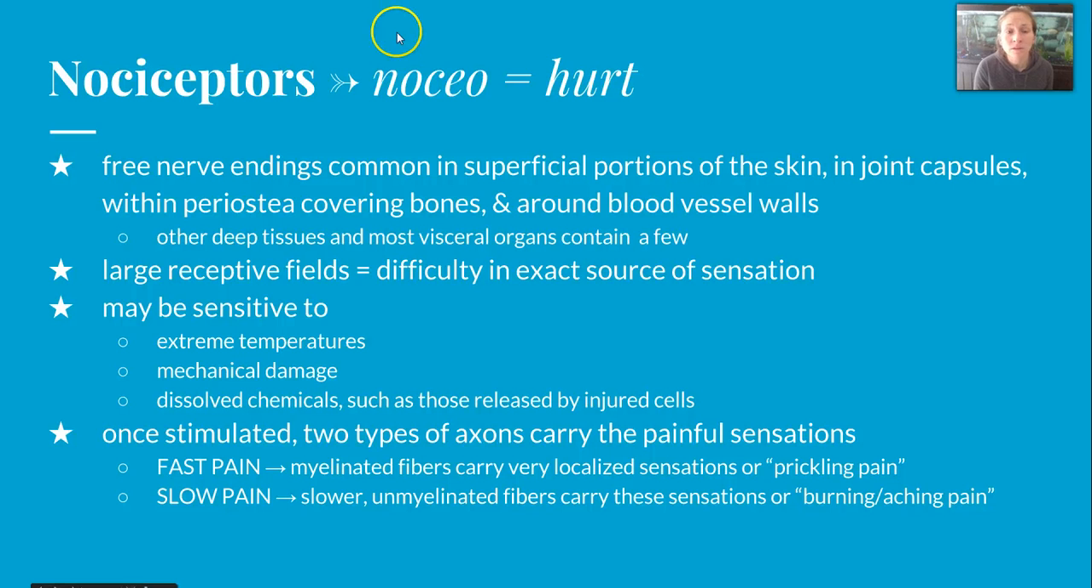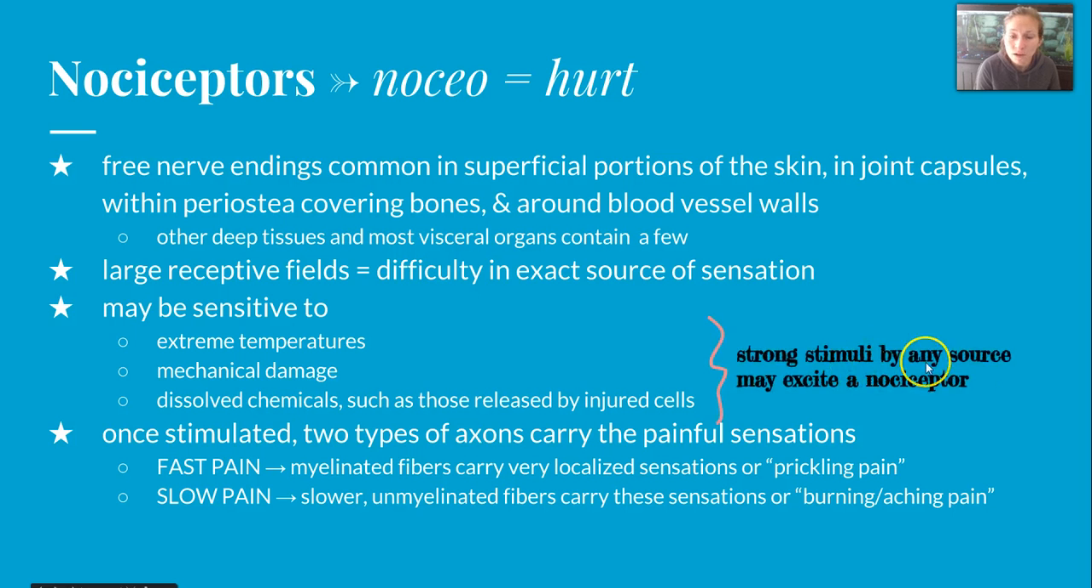The nociceptors get their name from that prefix noci, meaning hurt. So again, this is a pain receptor made of free nerve endings common in superficial portions of the skin, joint capsules, within the periostea covering bones, and around blood vessel walls. Some deep tissues and visceral organs contain a few. The receptive fields are large, so it's difficult to get an exact source of sensation. They may be sensitive to extreme temperatures, mechanical damage, dissolved chemicals such as those released by our injured cells, and any strong stimuli by any source may excite a nociceptor.